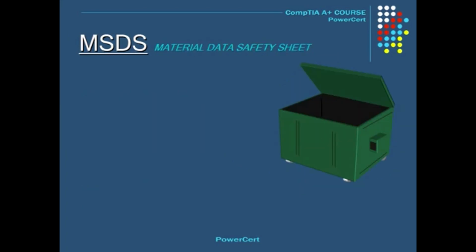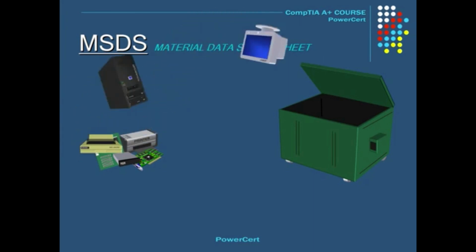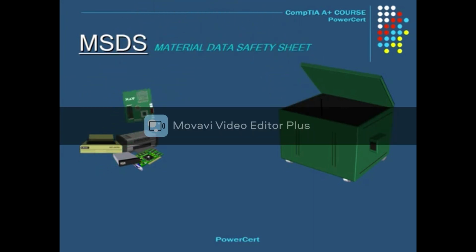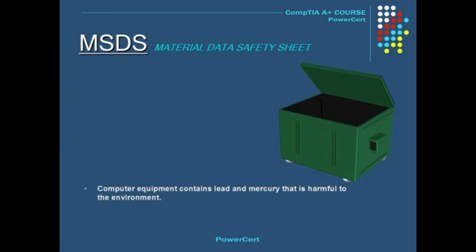When dealing with our environment, it's important to understand what is the proper way to dispose certain pieces of equipment so that it doesn't affect the environment in a negative way. And computer-related equipment is no exception. For example, computers contain lead and harmful chemicals such as mercury that is harmful to the environment. And for this reason, they must be disposed of in a proper way.